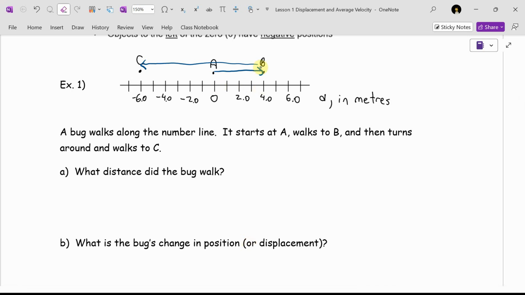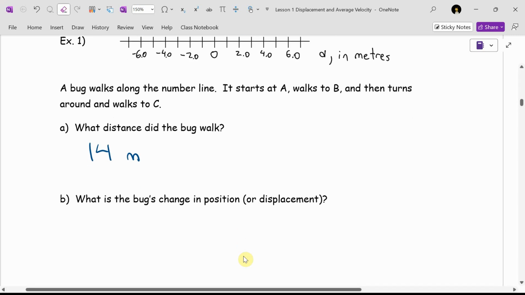4 forward, 10 backward. Is he correct? Yeah. 14 units, please. Yeah, it says in meters. What's the bug's displacement or change in position? I'll give you a hint. Not 14.